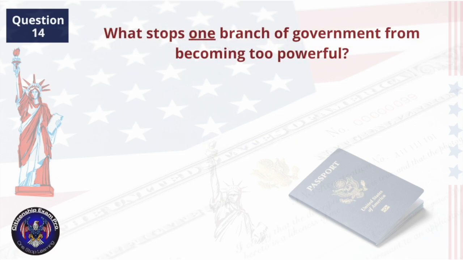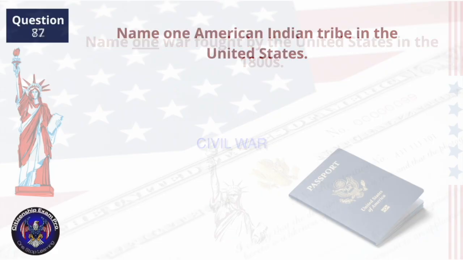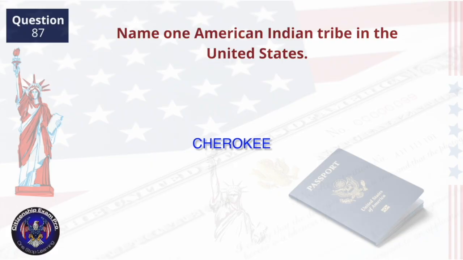What stops one branch of government from becoming too powerful? Checks and balances. Name one war fought by the United States in the 1800s. Civil War. Name one American Indian tribe in the United States. Cherokee.